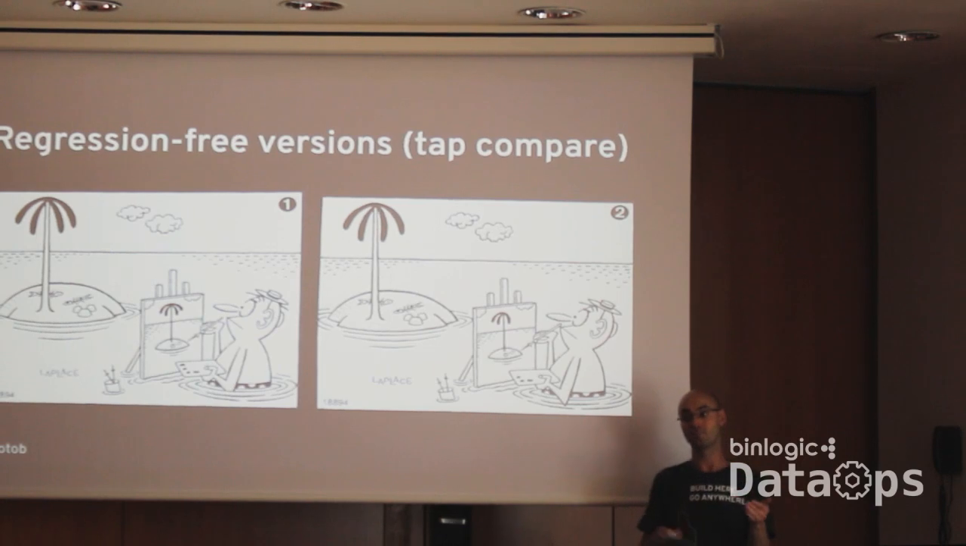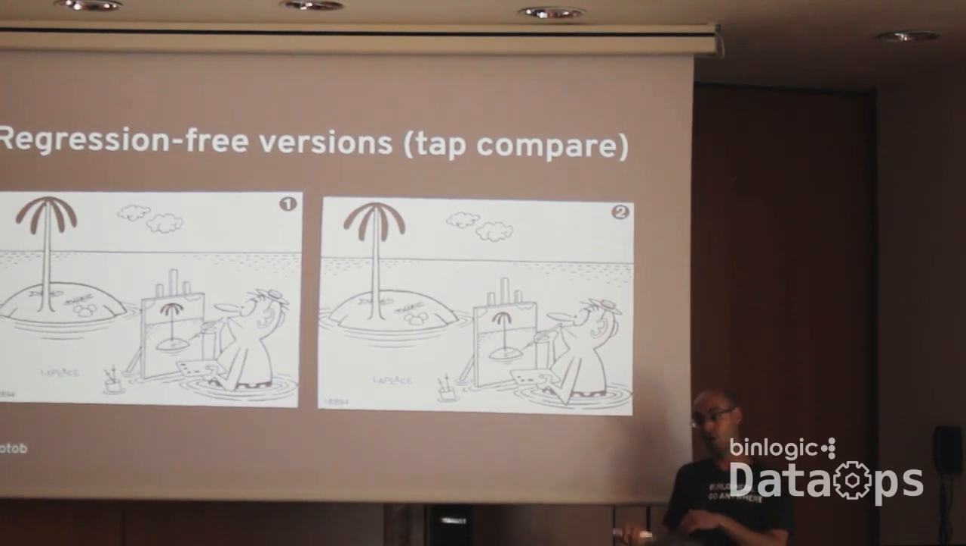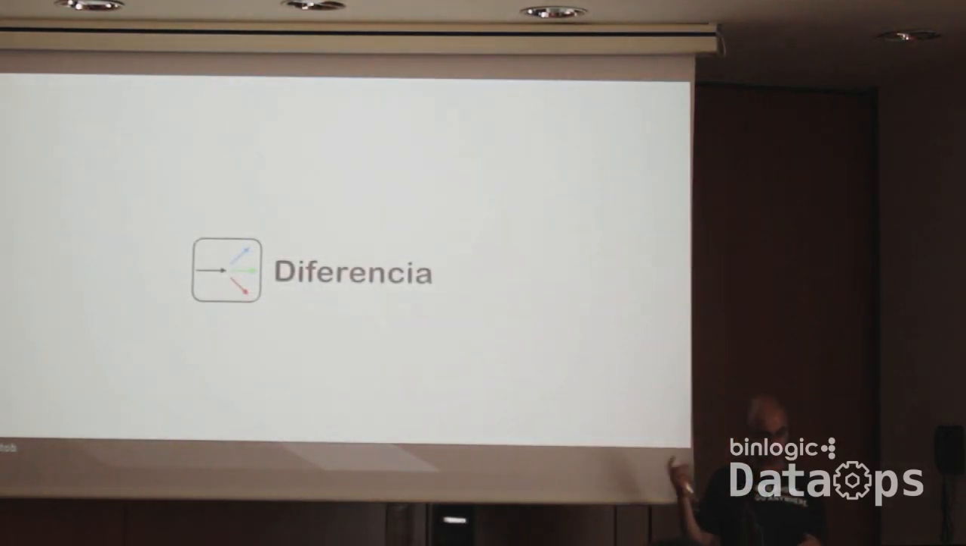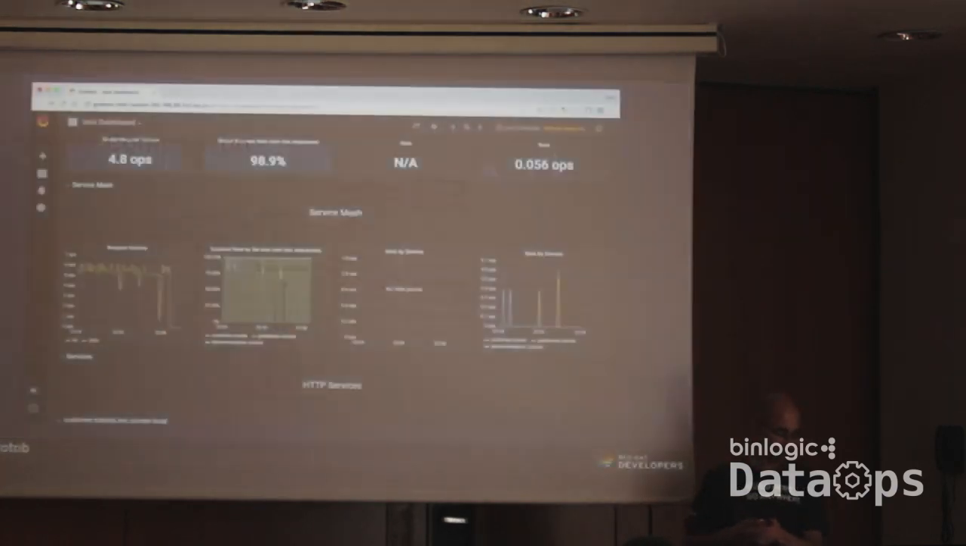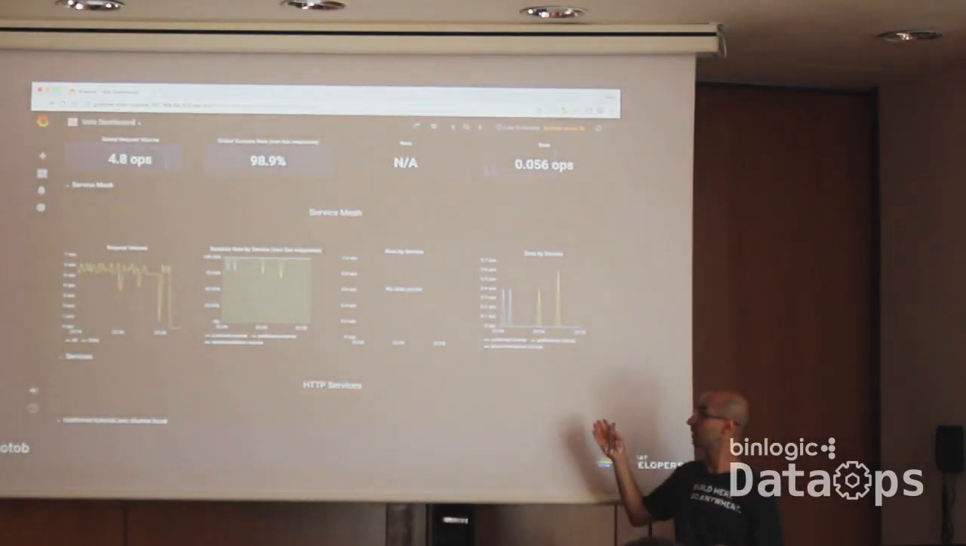Or one is performing better or worse, or one is failing where the other is not failing. To do this, I suggest using Diffy, which is a tool written in Go, but it's written from scratch to be Kubernetes friendly. So you can put it on your Kubernetes cluster without any problem. Basically it works like this.